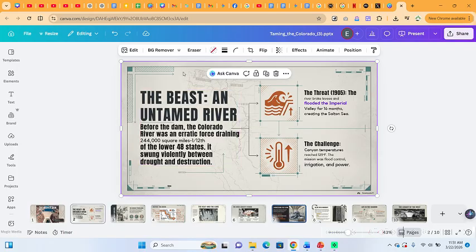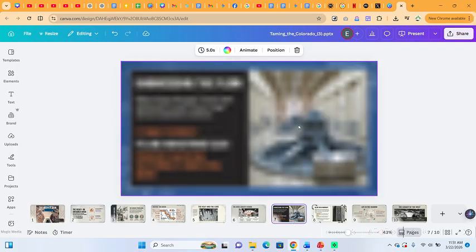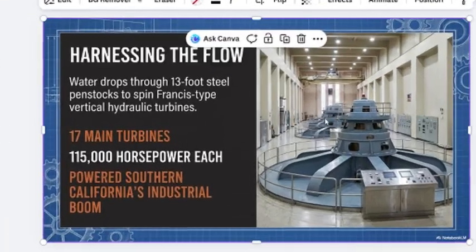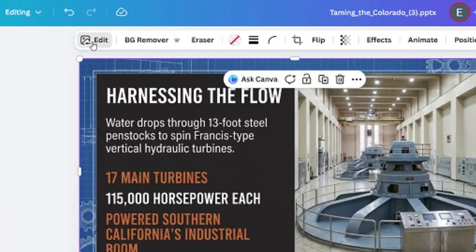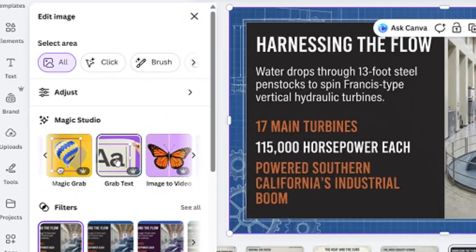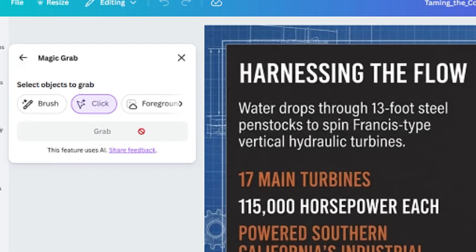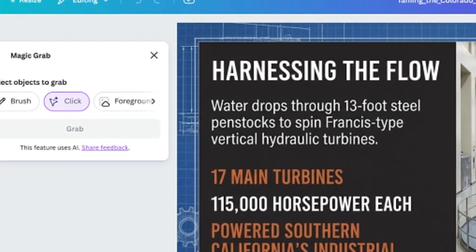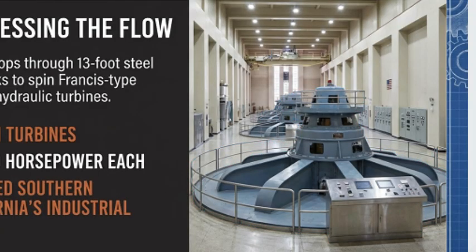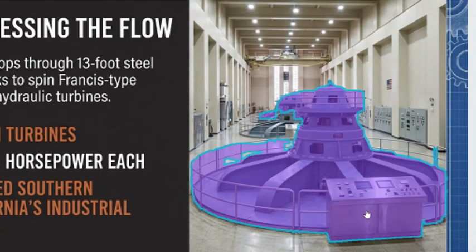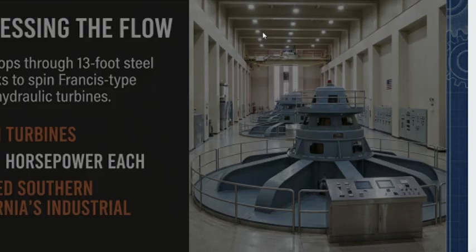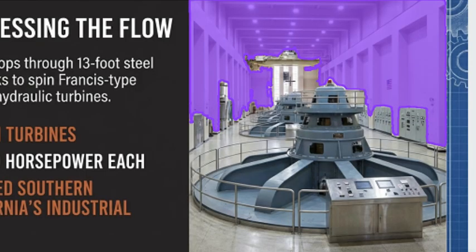So for example, you can use this image, and you may want to grab this image. All you need to do is select the image, go to edit, come over here and say magic grab. Once you say magic grab, you can use the brush, or you can just click to grab a section if you're interested. So let's say we want to grab a particular section. Let's select this. You can see we have just grabbed this section.